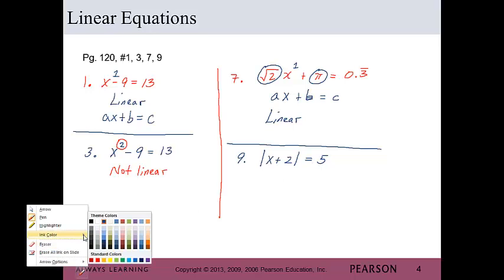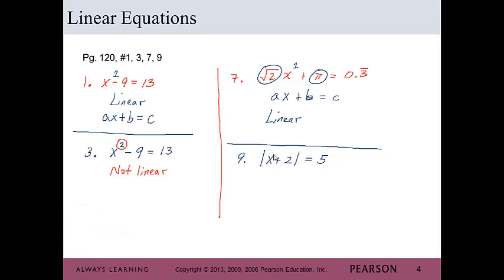Now be careful. Even though the power or the exponent on your variable is 1, notice that now we have absolute value bars. In the form ax plus b equals c, there are no absolute values. Therefore, this does not follow the form of a linear equation, and we will say it's not linear.